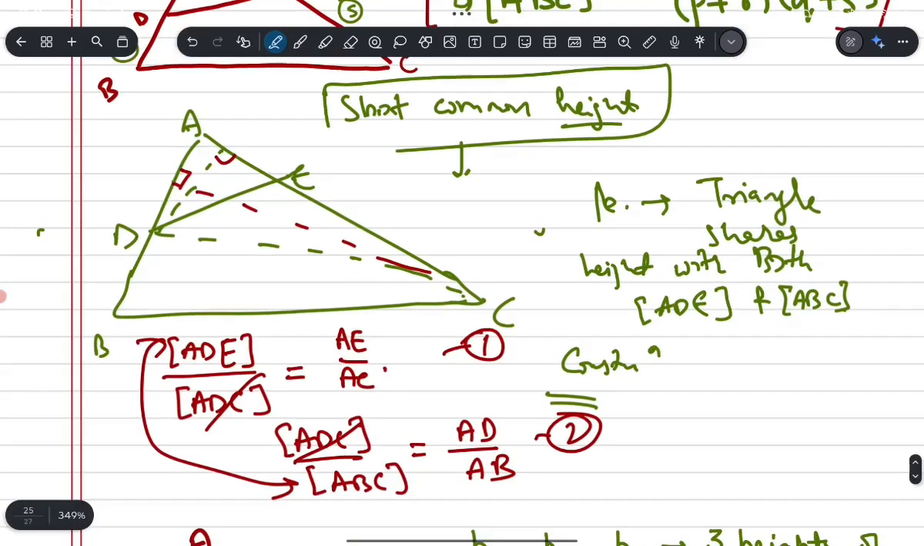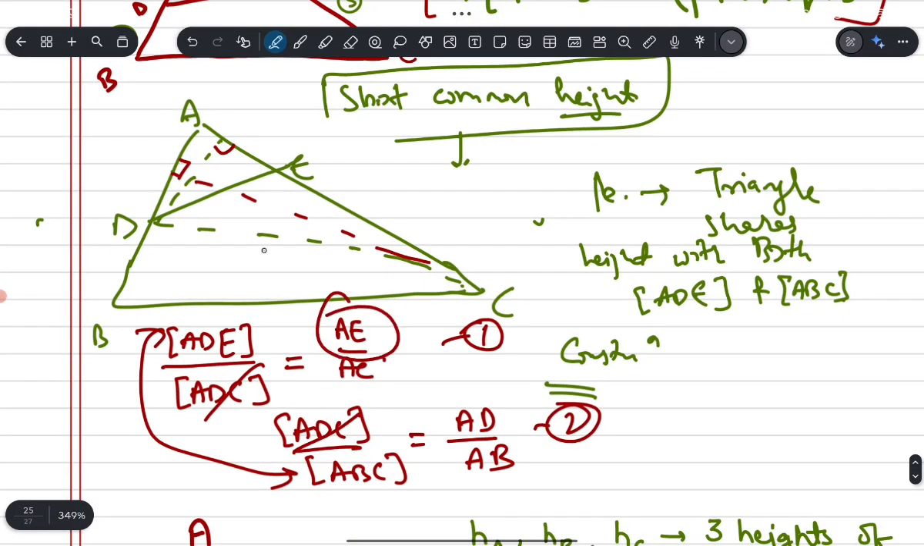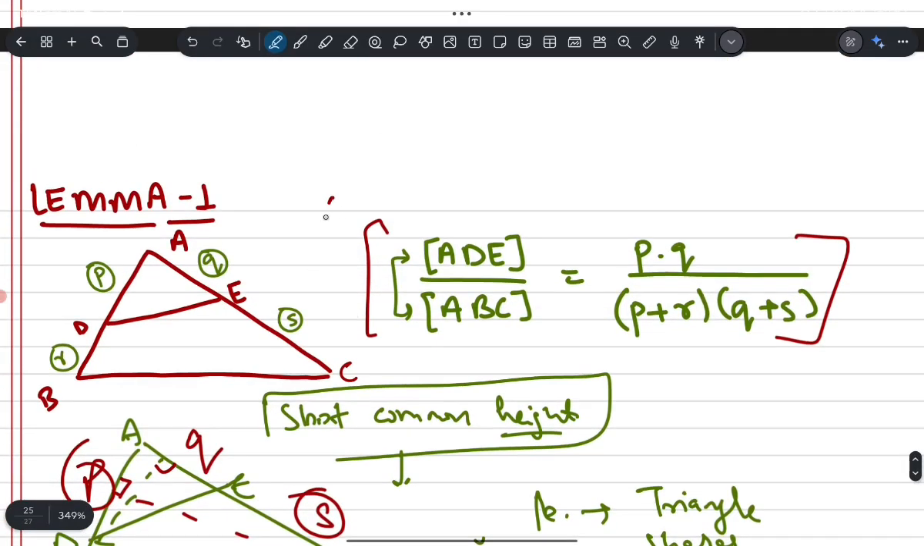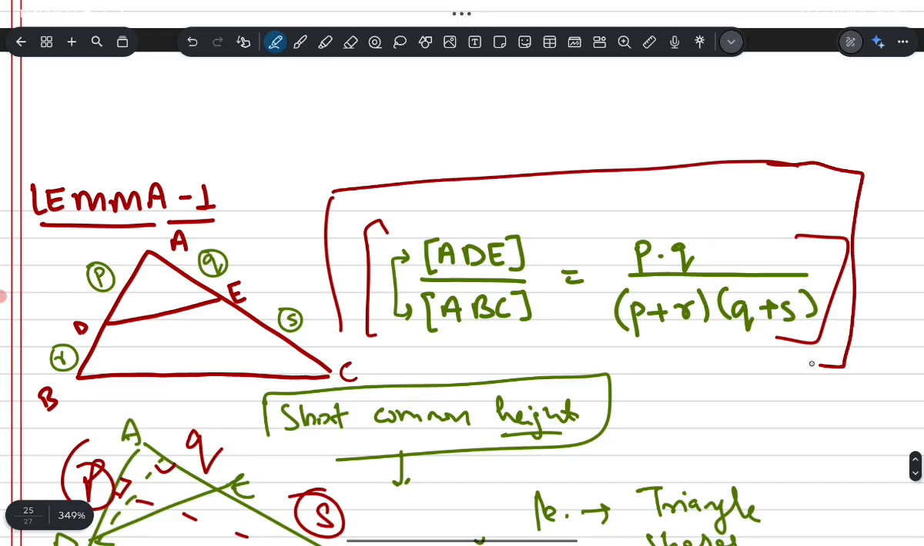And if you put the value of the ratios here, AE is Q, this is P, so that would be PQ, and AC is what? P plus R. Q plus S, and P plus R, here AB. Perfect. And that is how you'll end up with this lemma. Memorize this lemma, remember the proof as well.